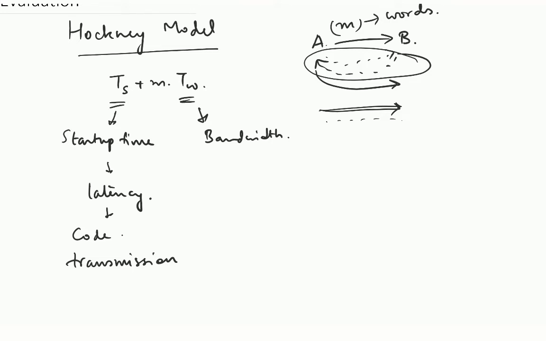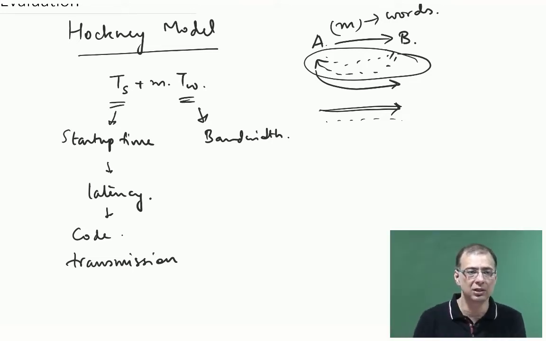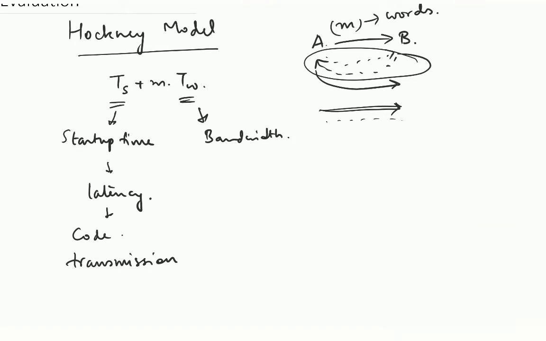And similarly, when B receives the data, it has to again execute code. It has to make a receive call, an MPI receive call, and there is a certain amount of code that is involved over there. So all of that is covered under startup latency, okay? So this is more or less a constant cost.